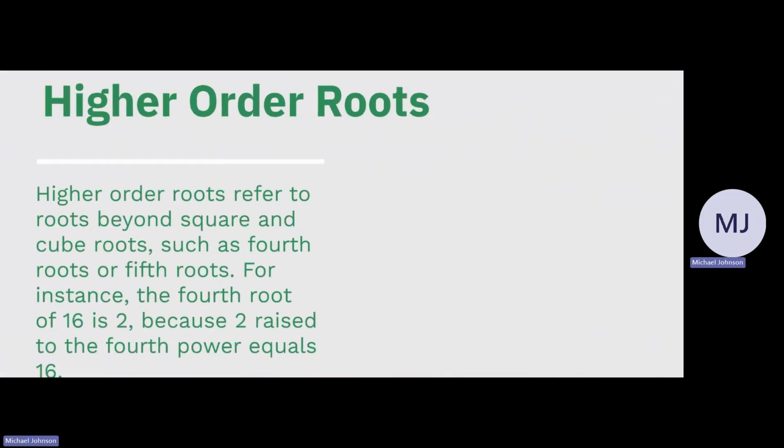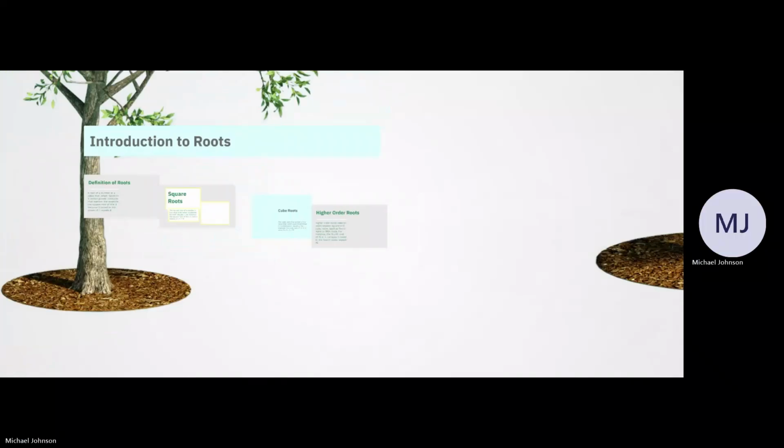Higher order roots refer to roots beyond square and cube roots, such as fourth roots or fifth roots. For instance, the fourth root of 16 is 2 because 2 raised to the fourth power equals 16.